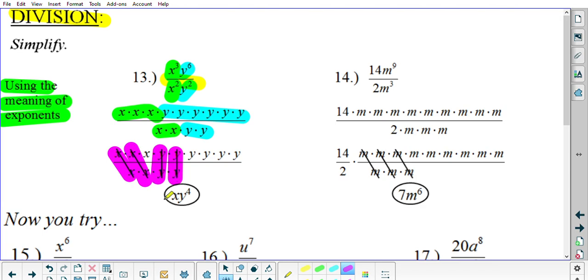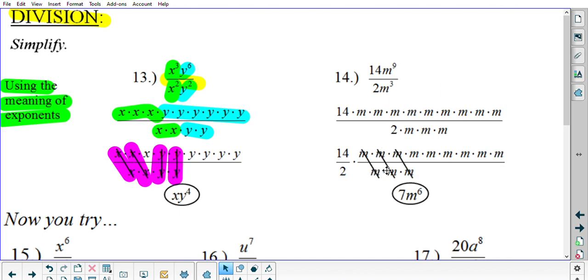Now, what do we have remaining that I did not highlight in purple? We have a single x, and we have 4 of these y's being multiplied together. And that's why the final simplified version of this answer is x times y to the 4th. Take a look at number 14.